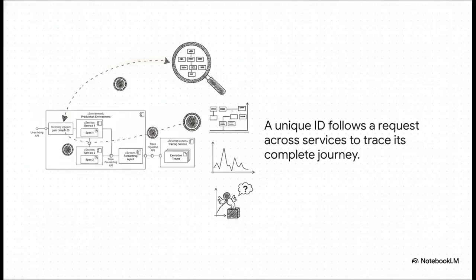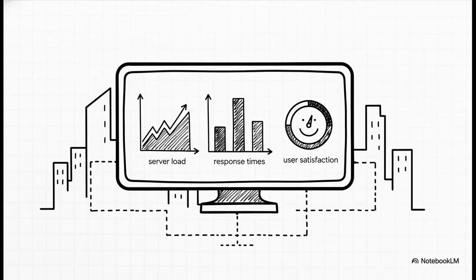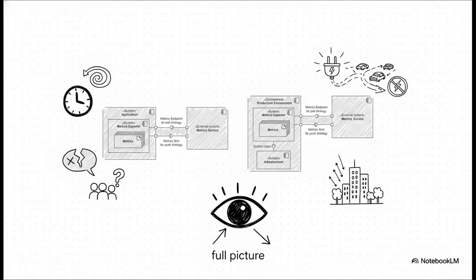No more flying blind. Our other heroes are metrics. Now, if tracing is all about following one person's specific journey through the city, metrics are about understanding the health of the entire city all at once. It's like having a real-time health dashboard with sensors on every building, every road, every power line. And you actually need two kinds of metrics to get the full picture. On one hand, you've got application metrics, which track what the citizens, the users, are experiencing. Are they seeing errors? Is the app slow for them? Then you have infrastructure metrics, which track the city's machinery. Is the power grid overloaded? Are the servers at 100% capacity? You need both to truly understand what's going on.